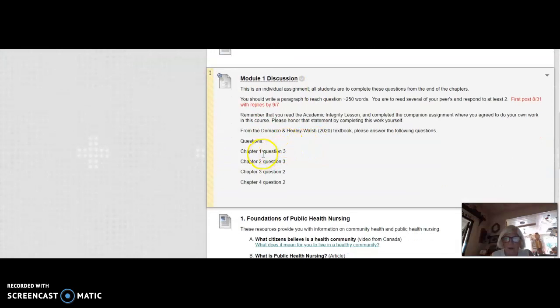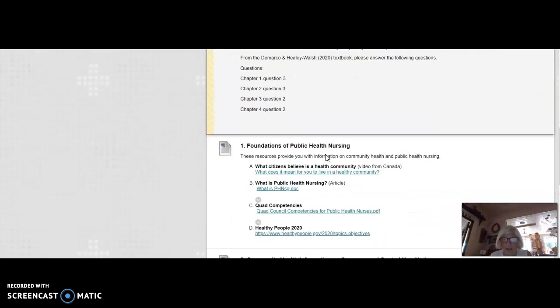In Module 1, you're going to look at chapters 1 through 4, and there's one question in each chapter that you need to answer. And it's very interesting to see all the different takes on answering the questions. So you'll gain a lot from reading your colleagues' remarks, and then you need to at least reply to 2 of them. And these are the foundations for public health nursing.